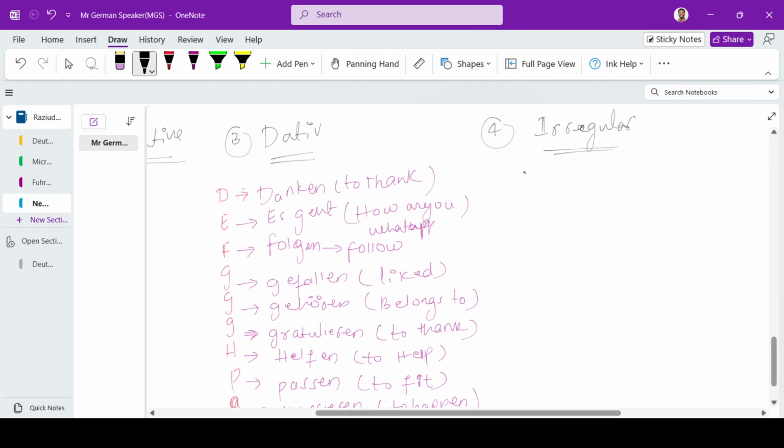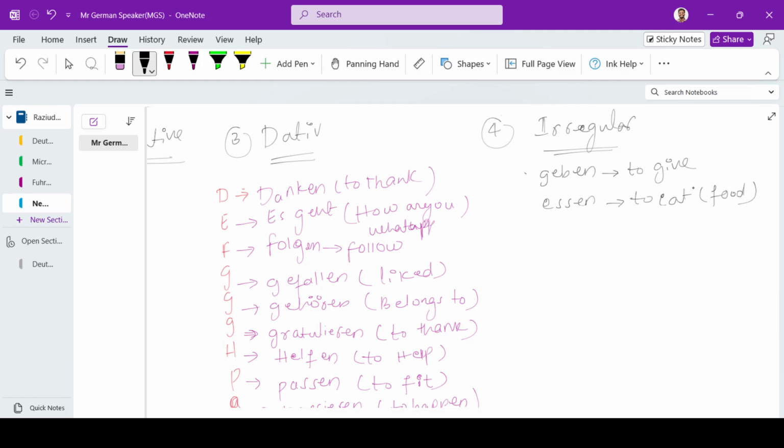Okay. So irregular verbs are, for example, geben. Geben is like to give something. Essen is like to eat, or it could also be food. By the way, it could be confusing sometimes, but we have to use them interchangeably.